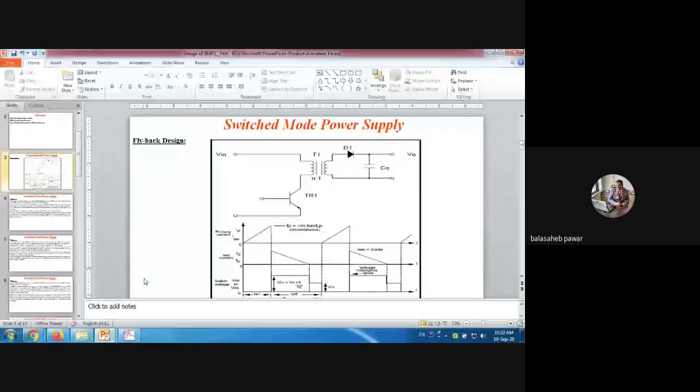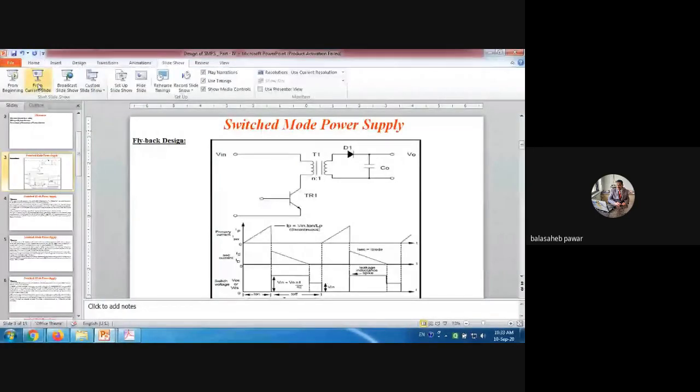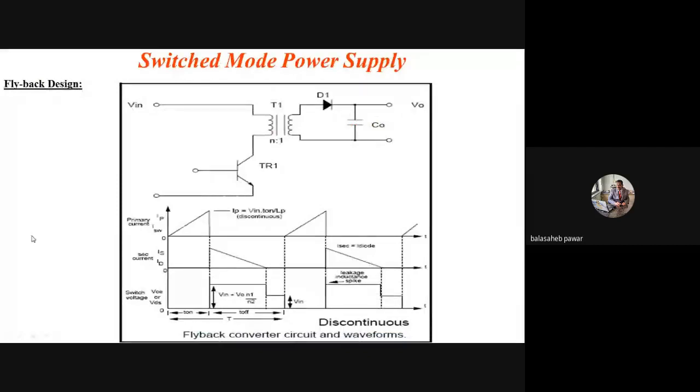Okay, now we'll switch to the flyback design. Flyback converter. Again, the simplified diagram is shown. You can also understand it very easily. Vin is applied to the primary of the high frequency transformer, which we discussed. The second terminal of the primary is connected to the collector terminal of the transistor, and its emitter is grounded.